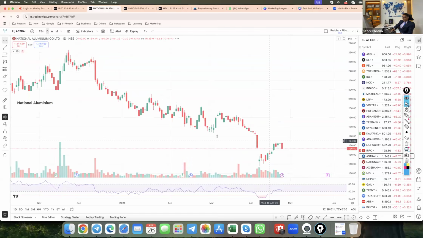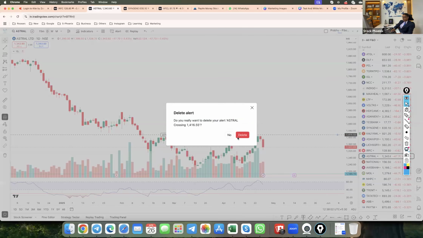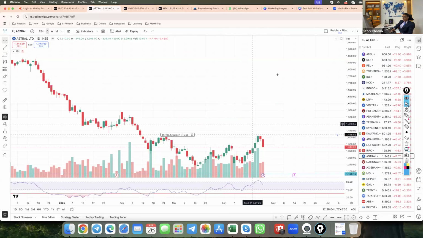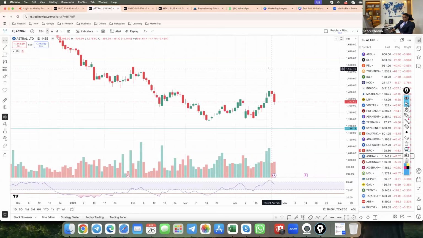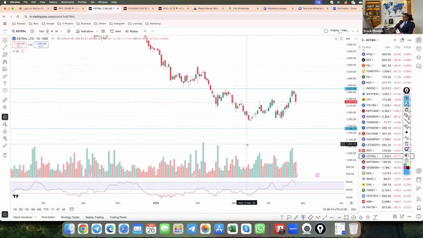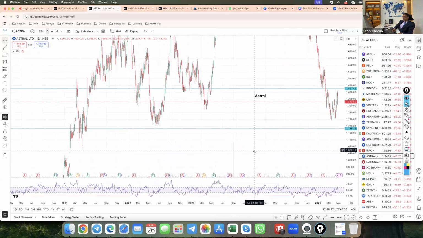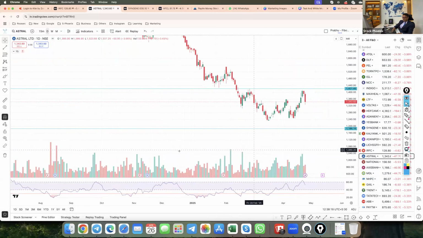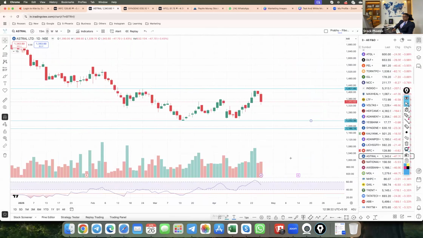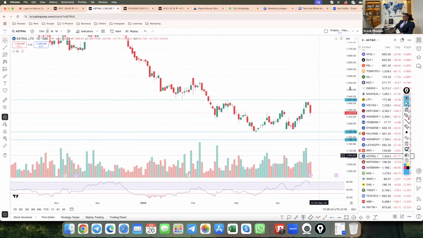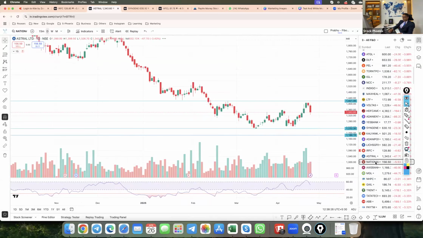So National Aluminium, we have it over here. So now this is the range. I'm expecting a long entry on this high, then a short entry here. See, this low has been marked here, but we do have the range low here itself. Now, no entry for National Aluminium. It might come down further.